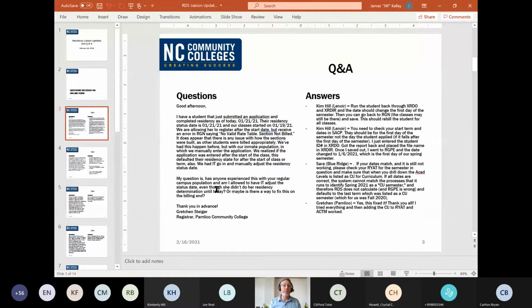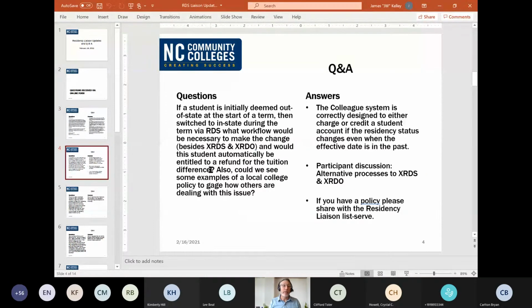We'll go ahead and move on to slide number 4. And these are a couple of questions that we've received through the agenda item request that was sent out a week or so ago. And this first question is, if a student is initially deemed out of state at the start of the term, then they switch back to in-state during the term.